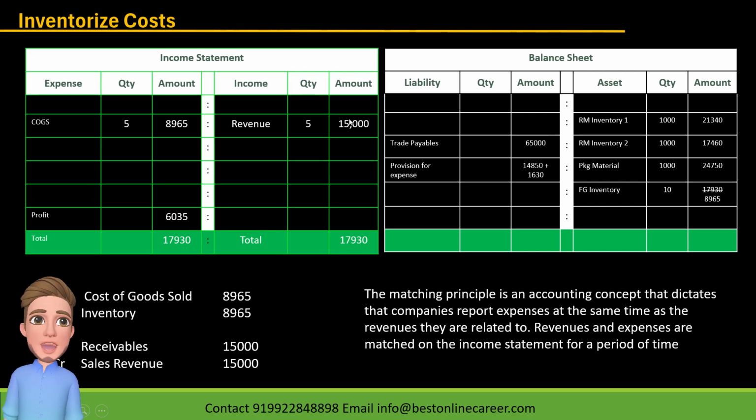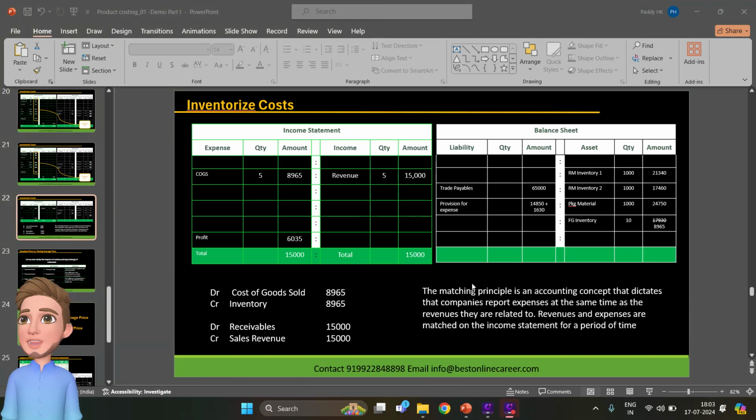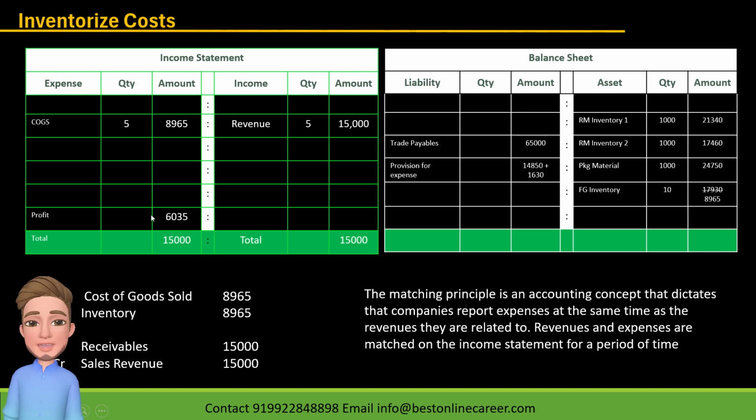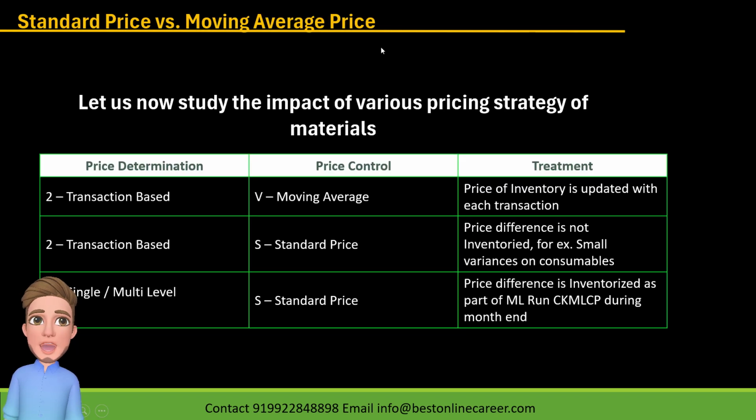Now, if you look at it, we have 15,000 here. Oh, sorry, this should have been 15,000. And then I have made a profit of 6,035. So I had to go back onto the PPT and I have changed these numbers. The total should be 15,000 here. For 15,000, I have made a profit of 6,035, which is the actual profit. And the rest of the goods which is unsold is currently parked under current assets in finished goods. Let me go to the next slide.